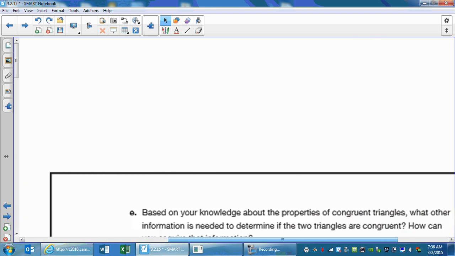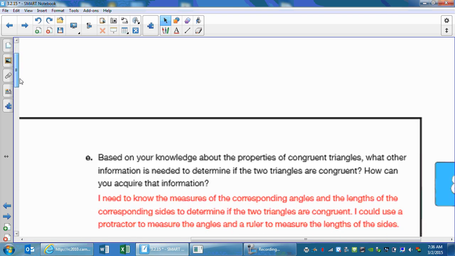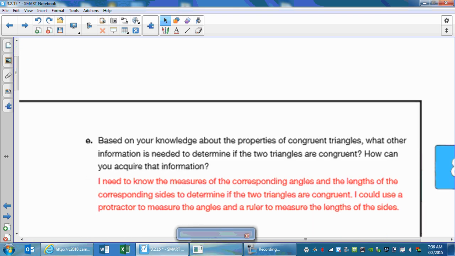Based on your knowledge about the properties of congruent triangles, what other information is needed to determine if two triangles are congruent? I need to know the measure of the corresponding angles and the length of the corresponding sides to determine if they are congruent. So this is side, angle, side. It's a side, the angle that's in between the two sides that you have, and then the other side.